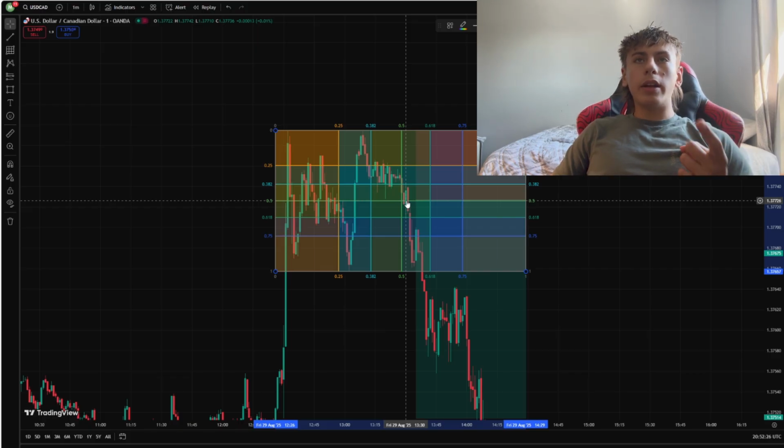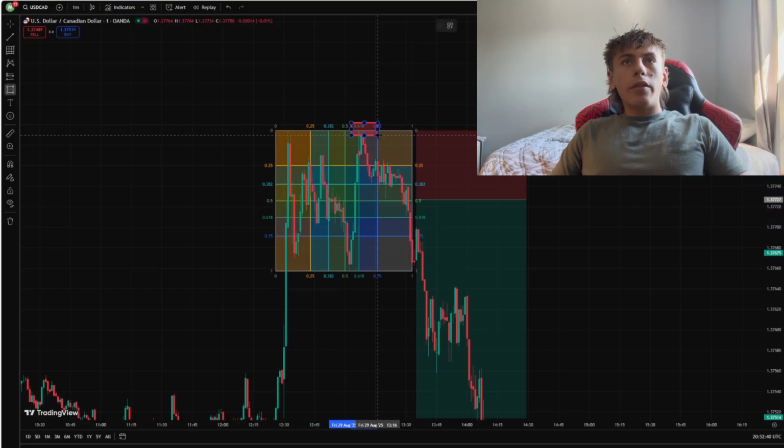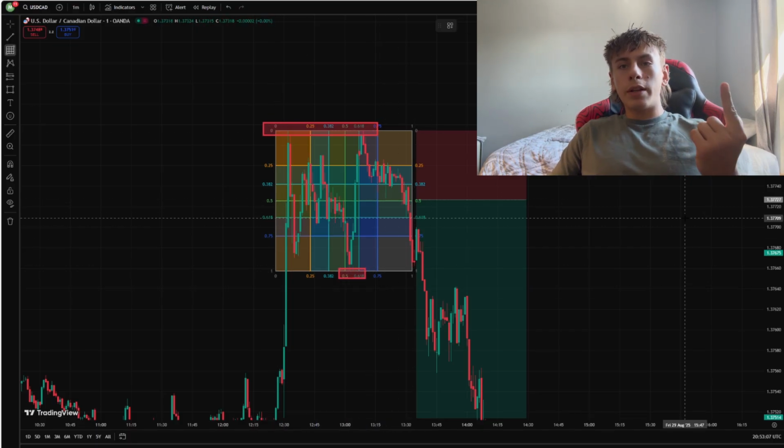I entered in this trade based on the 50% mark of these two swing highs right here. You could say both of these are highs, as well as this right here. Based on those, I put a grid line from those tops to that bottom, and I had my entry area. So that was 1, that was equilibrium.